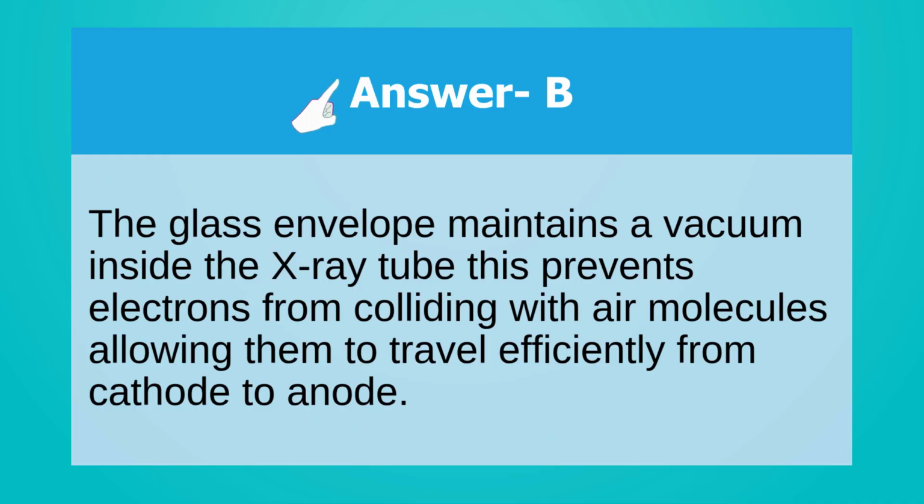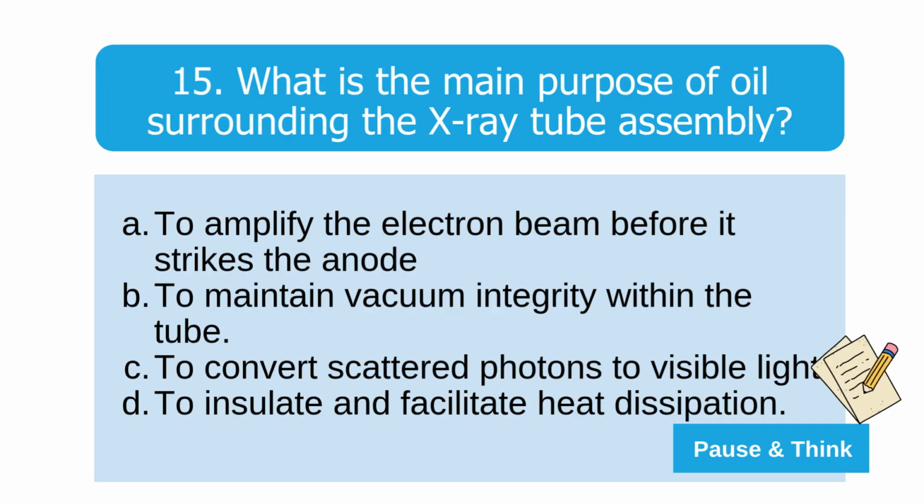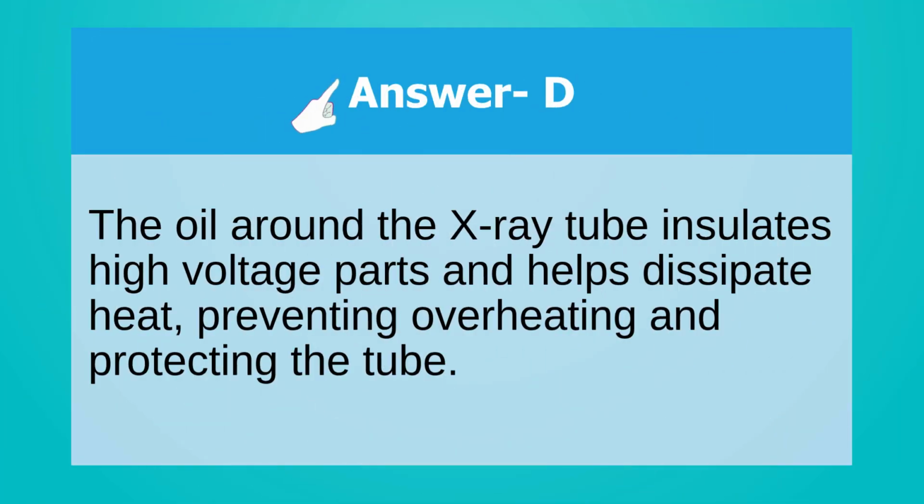What is the main purpose of oil surrounding the X-ray tube assembly? Option A. To amplify the electron beam before it strikes the anode. B. To maintain vacuum integrity within the tube. C. To convert scattered photons to visible light. D. To insulate and facilitate heat dissipation. The correct answer is option D.